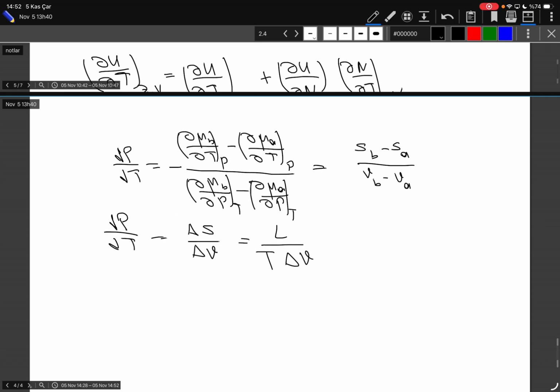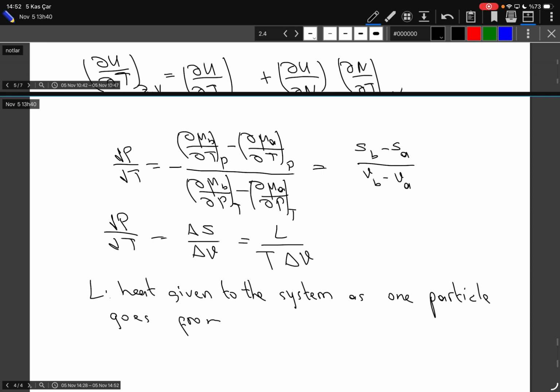L, the heat given to the system as one particle goes from, let's say, liquid to gas. I'm expressing it in quotes because it can be any transition between any phase to any other phase. It can also be gas to liquid. And delta V is the change in the volume per particle.